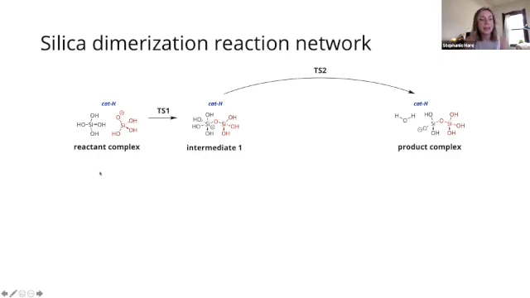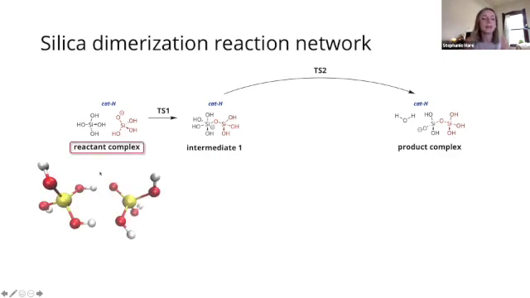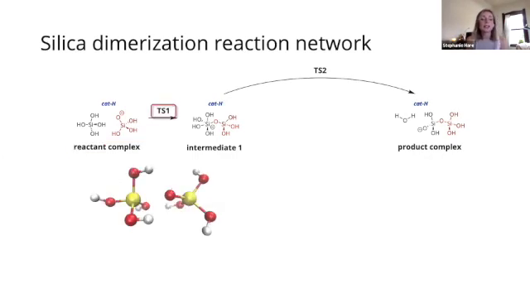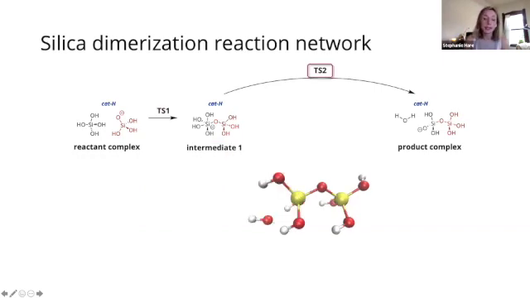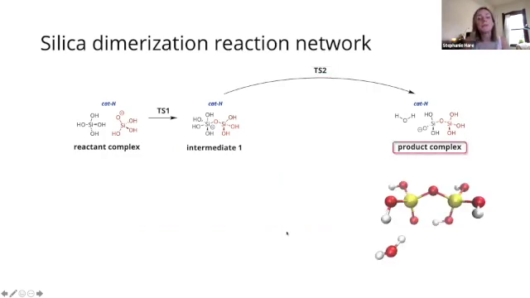But what happens in this pathway of the reaction network is that the reactant complex goes over a transition state structure where this deprotonated oxygen, this oxide, attacks the silicon center of the other orthosilicic acid molecule and generates this intermediate structure which has a pentacoordinate silicon. And this intermediate structure can then go over another transition state structure where it loses a hydroxide and simultaneously deprotonates an adjacent hydroxyl group. And we end up with this deprotonated dimer of silica with a water molecule that I'm calling the product complex. So this is one path that can be gone down.